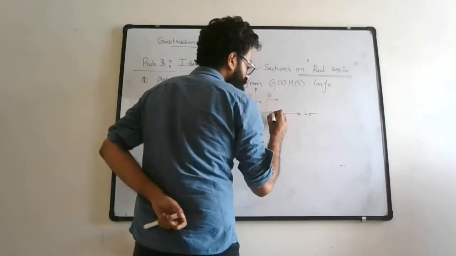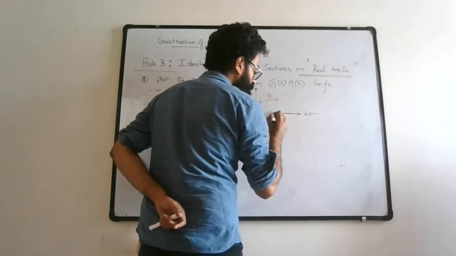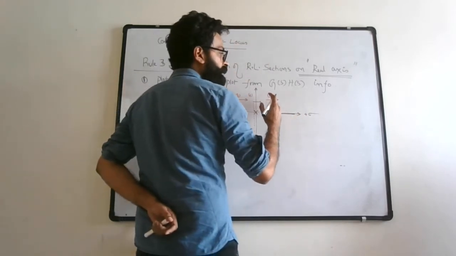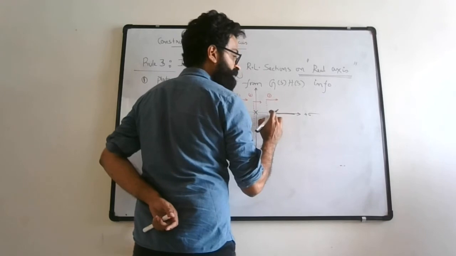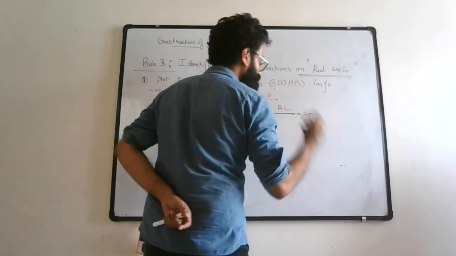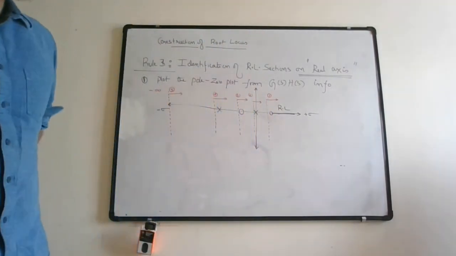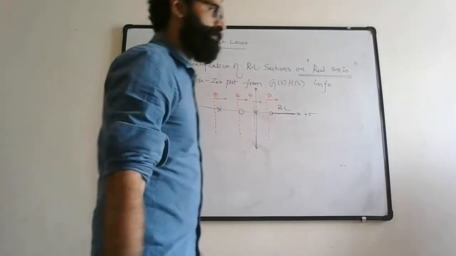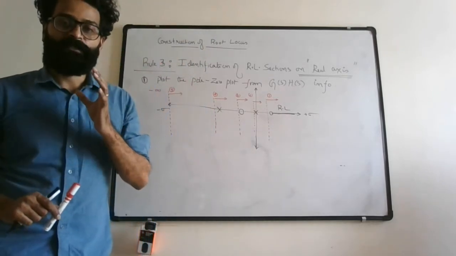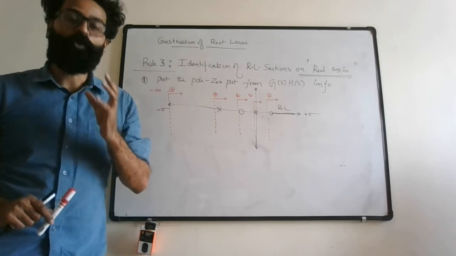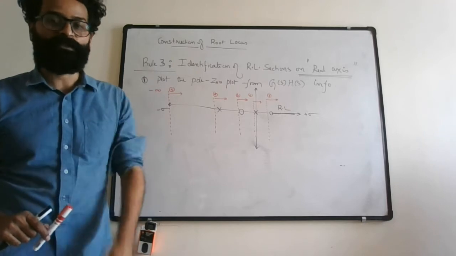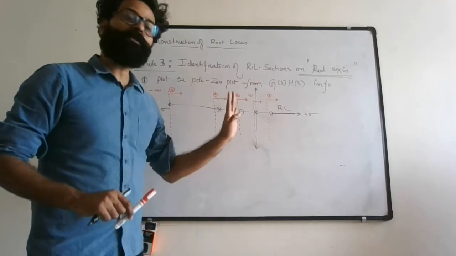So you can say that the region which is falling on the right hand side of this particular zero is the root locus region, RL region. That is what I had mentioned: if you get an even count, you would say it's the no root locus region. If you get an odd count, you would say it's a root locus region. So count is odd, so it is root locus region.